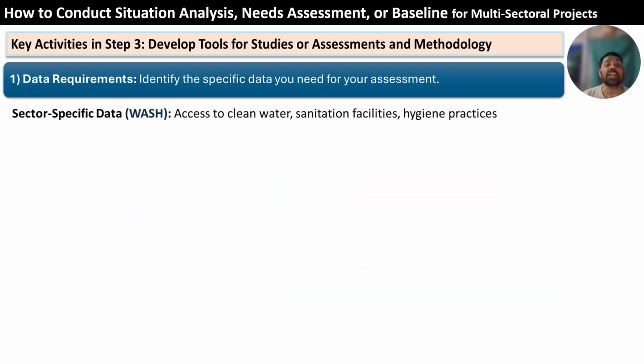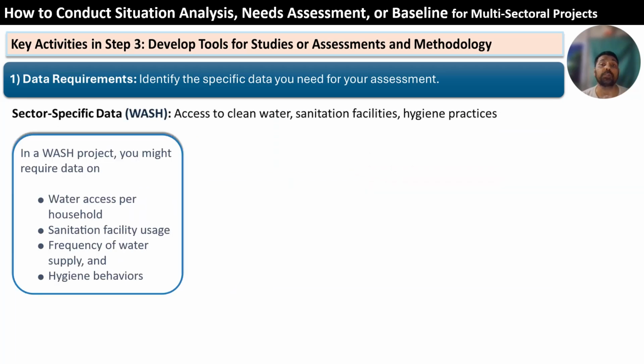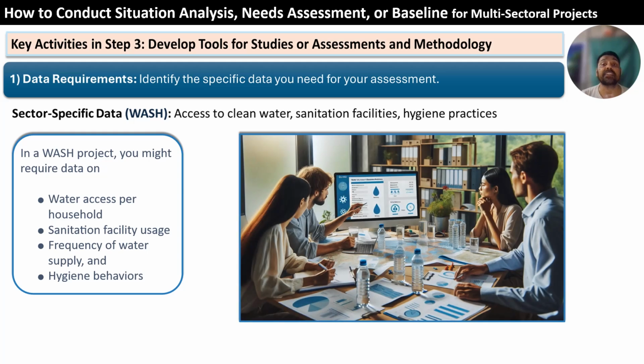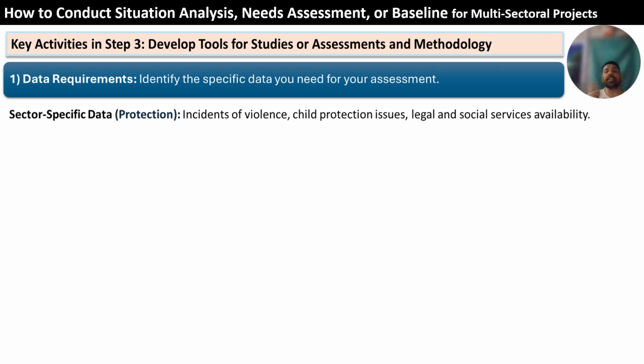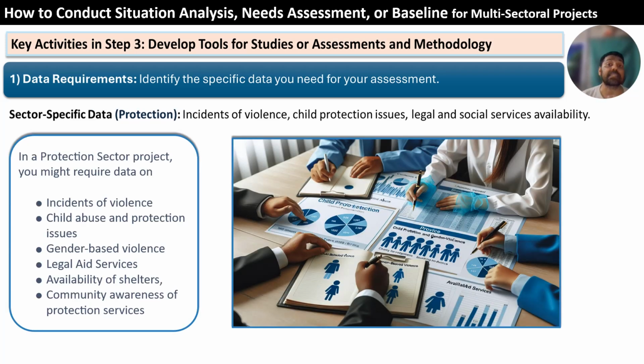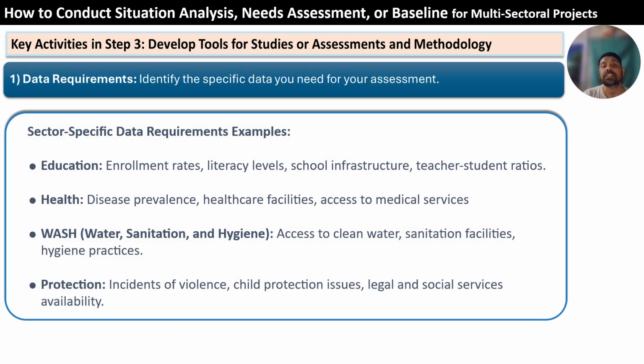Similarly, in WASH, our data requirement would be to obtain data related to access to clean water, sanitation facilities, hygiene practices. In protection, our data requirement would be incidence of violence, child protection issues, legal and social services availability. These are examples of the data requirements related to different sectors.